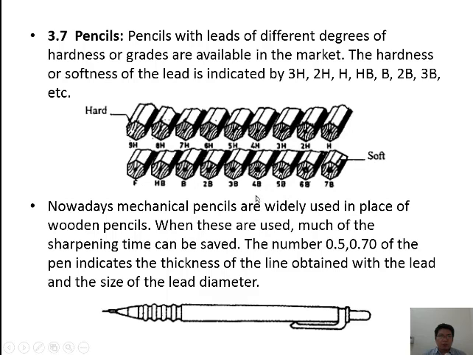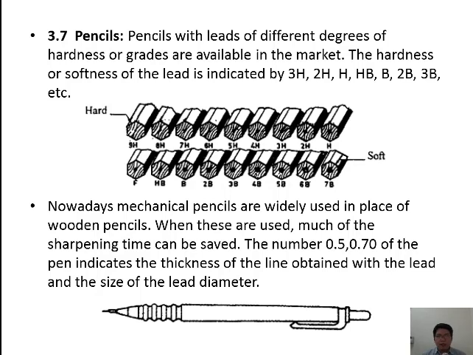For your pencils, we categorize pencils based on different degrees of hardness. Usually 3H is the hardest, and 3B is the softest. So we have 3H, 2H, H, HB, B, 2B, and 3B. Basically 3B is very soft and 3H is very hard. This means the line made by 3H is very thin and difficult to see, and 3B is very soft, so the line will be very thick.